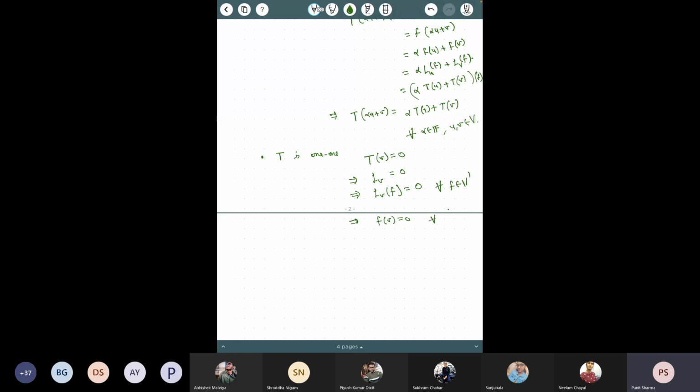What is your answer? Yes, v equal to 0. Why? So you are saying that from here we can say that v is equal to 0. Now, f identity map, why?